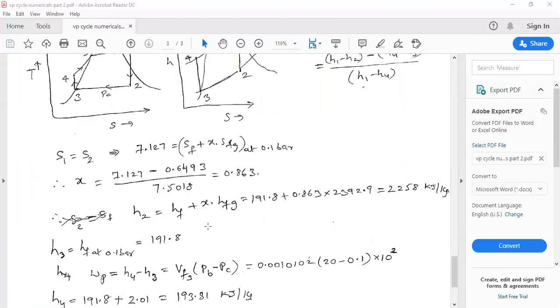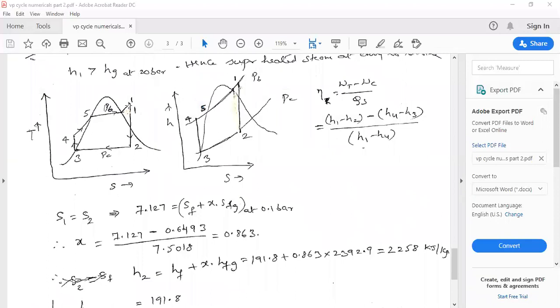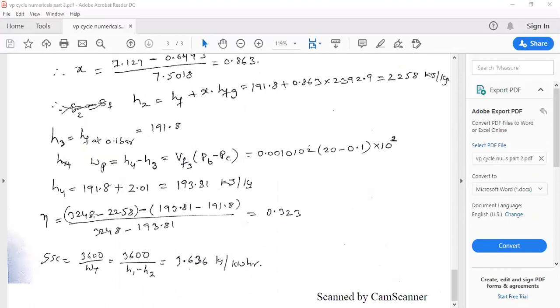So how do you obtain the efficiency? Turbine work minus pump work. Turbine work is H1 minus H2, minus pump work H4 minus H3, divided by heat supplied H1 minus H4. Once you get all the values, substitute here and you will get the efficiency value. So we have got 32.3% as the efficiency.